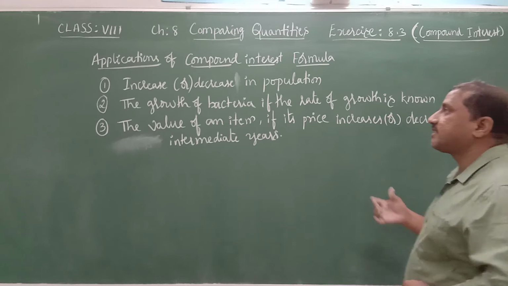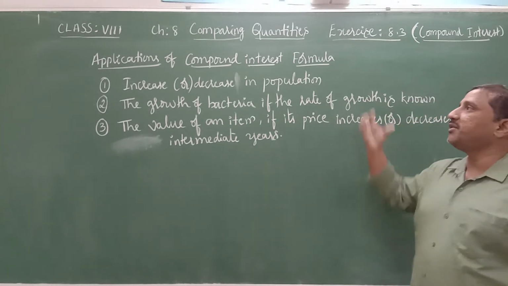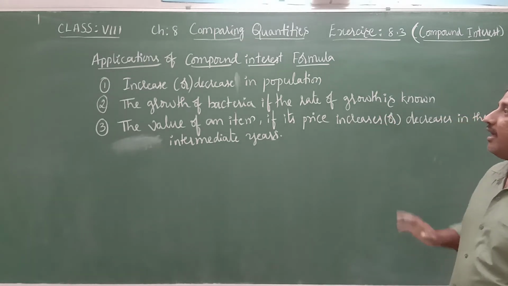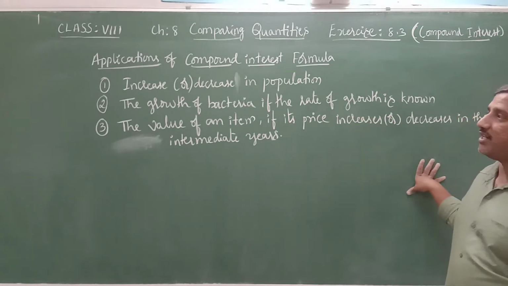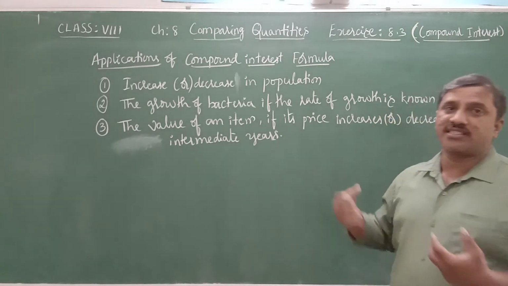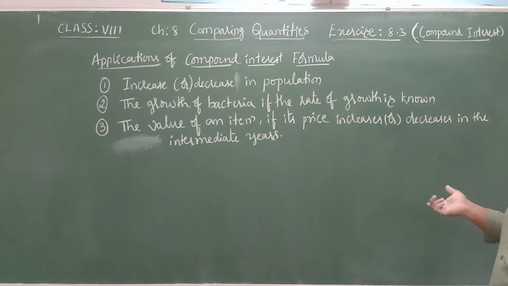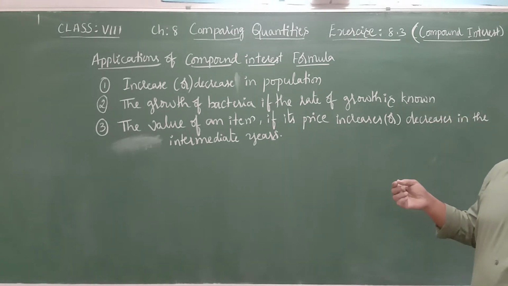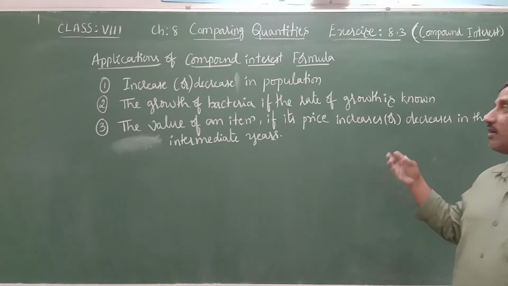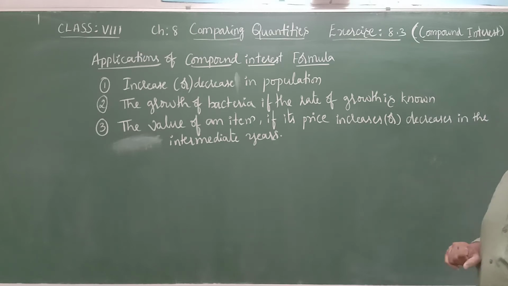Now we will discuss applications of the compound interest formula. Where do we use this formula? In addition to finding the compound interest: increase or decrease in population. One application is increase or decrease in population of a city or of a country or of a locality. The growth of bacteria, if the rate of growth is known. If the rate of growth of the bacteria is known, then we can find the growth of the bacteria.